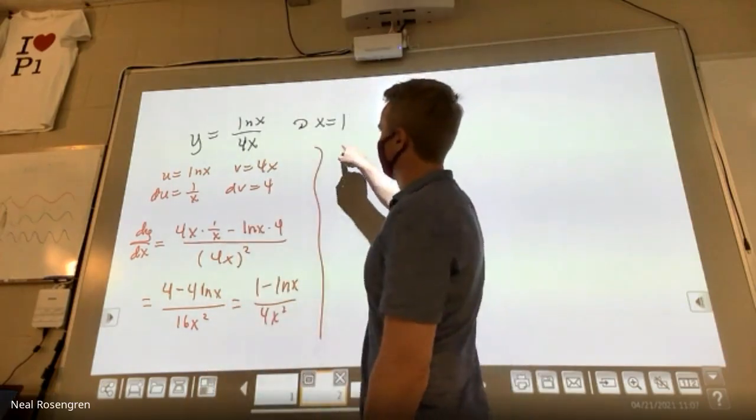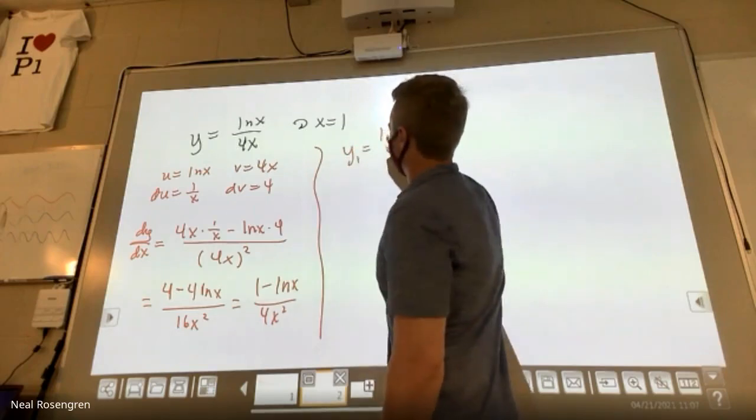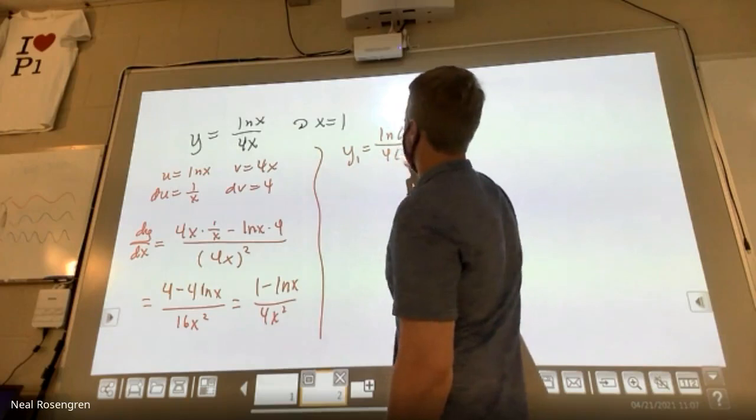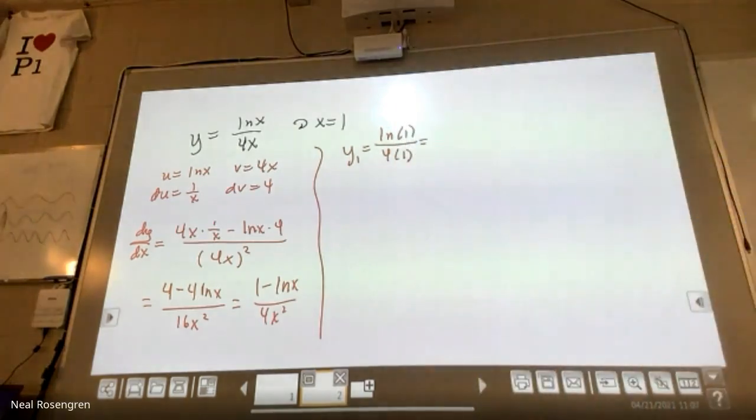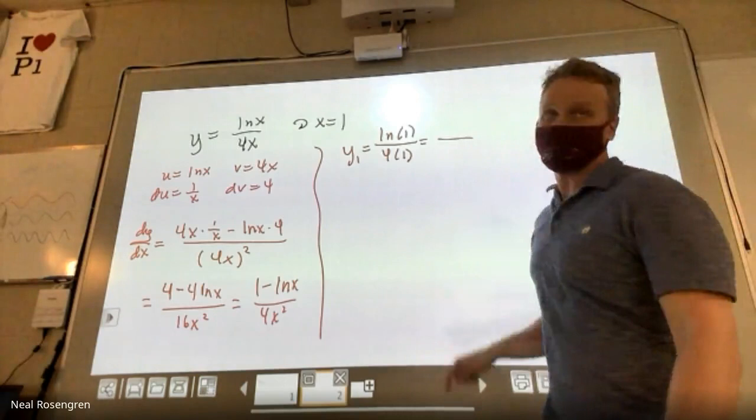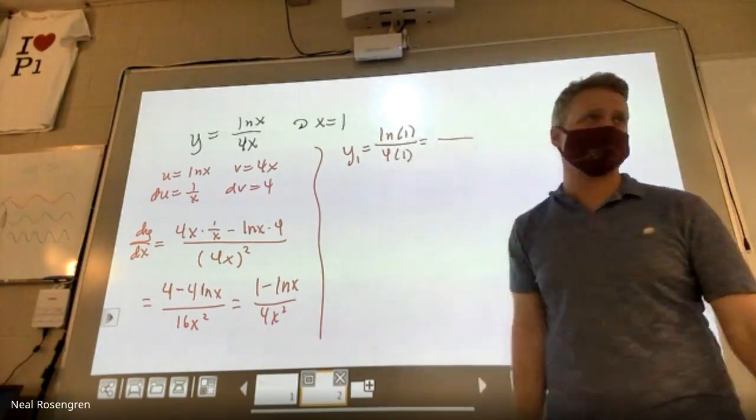Okay. I need a y value, so I'll call it y1. I plug in 1. ln of 1 is asking the question, e, the base, to what power is 1? The answer to a logarithm is always an exponent. You're asking the question, e, my base, to what power gives me 1?